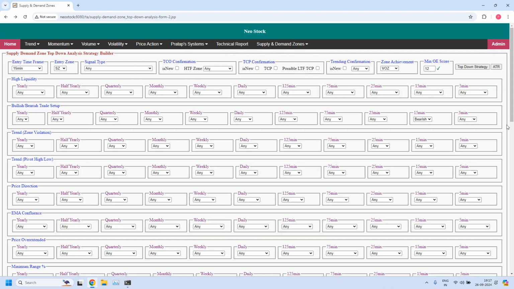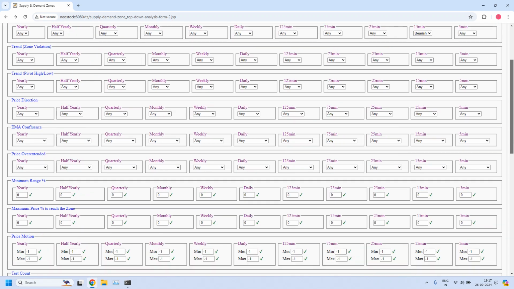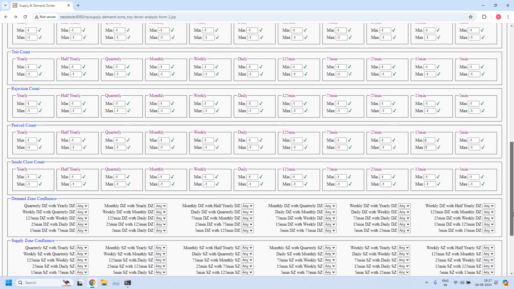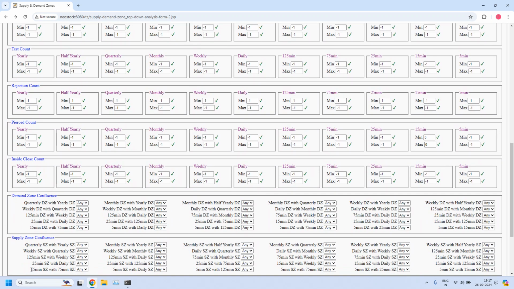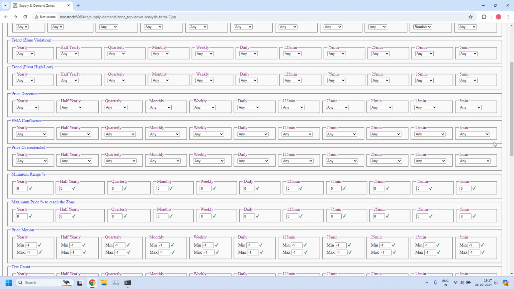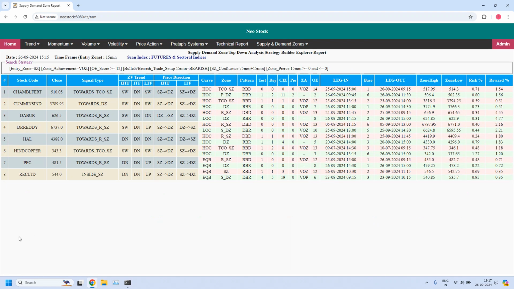So I am going back to the supply zone confluence. I am enabling 15 minute supply zone with 75 minute supply zone confluence. Filter is enabled. Let's verify. 8 stocks. All these 8 stocks are having ITF confluence. That means 15 minute zones are part of the 75 minute supply zones. And all these 75 minute supply zones trend is downtrend, ITF trend is downtrend.